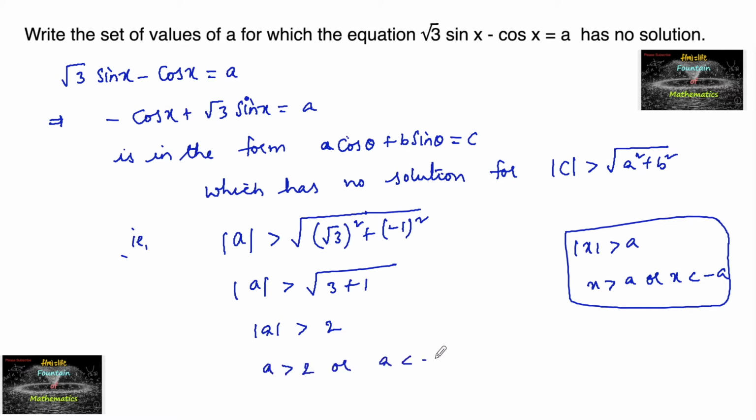a is less than minus 2, that is a belongs to minus infinity comma minus 2 union 2 comma infinity. It is above 2 and below minus 2. So the value of a can be chosen from minus infinity comma minus 2 union 2 comma infinity so that the given equation has no solution, right? Thank you.